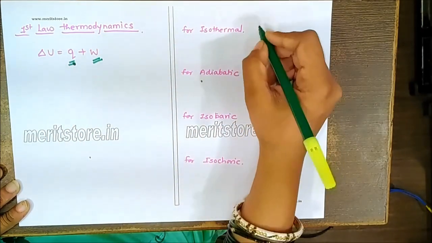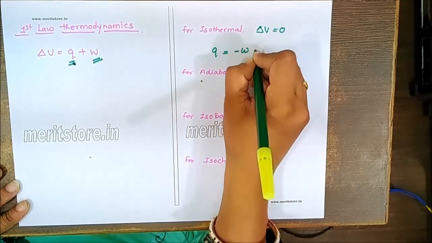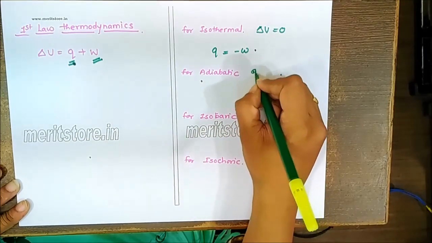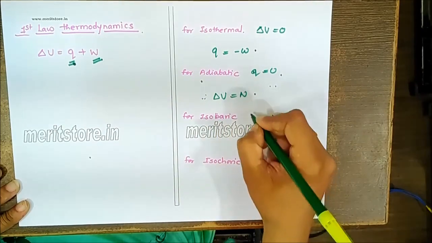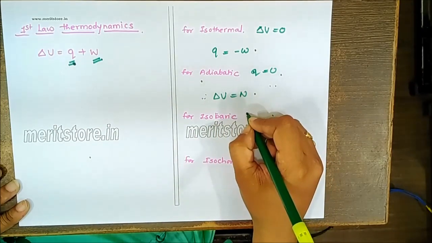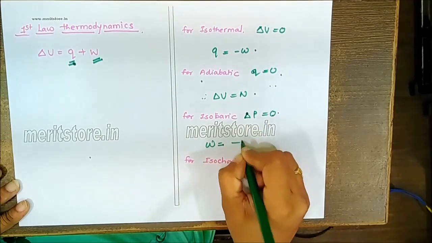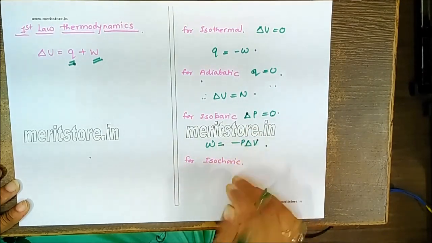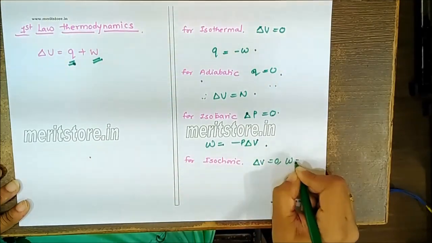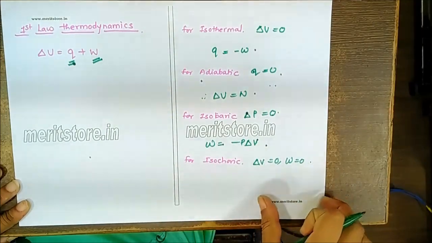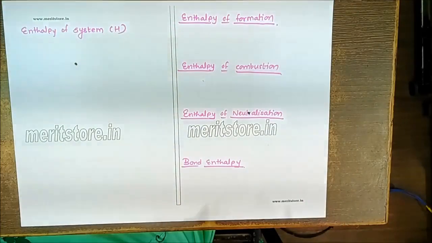For isothermal processes, delta U is equal to 0, so Q will be equal to minus W. For an adiabatic process, Q will be equal to 0, therefore we'll write delta U is equal to W. For an isobaric process, delta P will be equal to 0, so W will be equal to minus P delta V, that will remain as it is. In case of isochoric, where delta V is equal to 0, W will also be equal to 0. So these are different formulas related to the first law of thermodynamics.